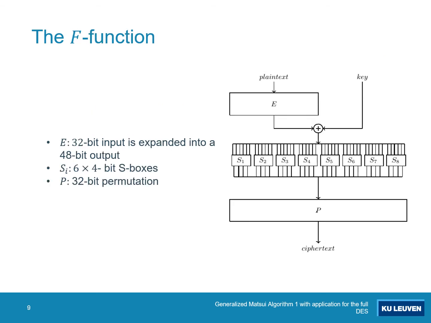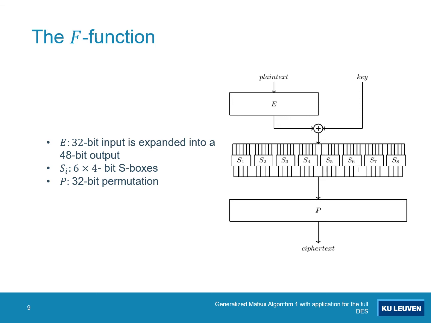The f function of this is composed by 4 operations. The first one is a 32 to 48-bit expansion function E. The function is applied to the 32-bit plaintext. The output of this function is then XORed with the 48-bit round key.